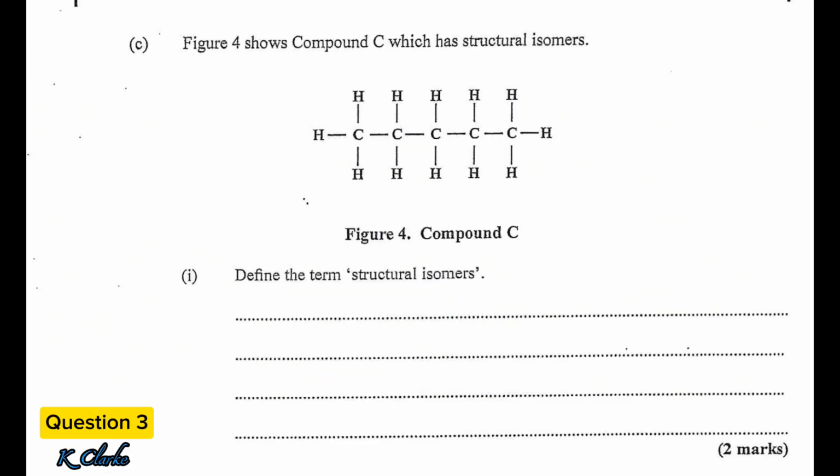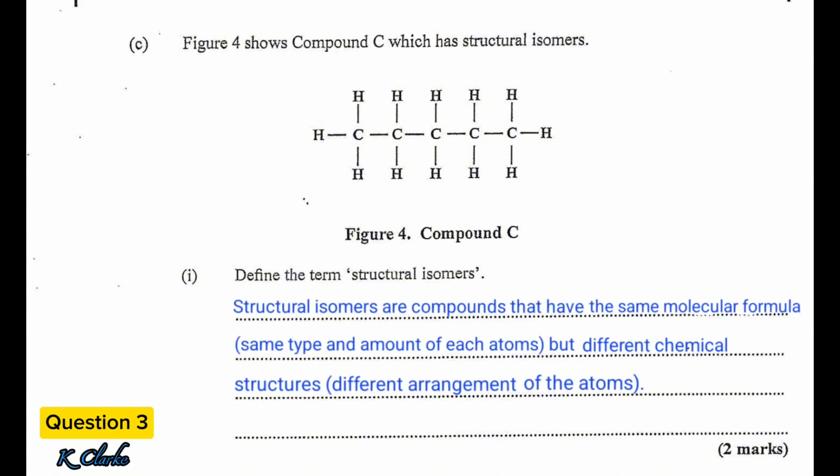C. Figure 4 shows compound C, which has structural isomers. Part 1. Define the term structural isomers. Structural isomers are compounds that have the same molecular formula, which is the same type and amount of each atoms, but different chemical structures, which is different arrangement of the atoms.